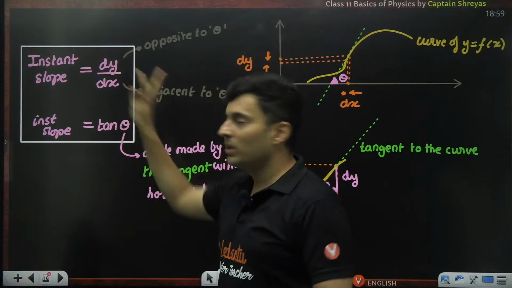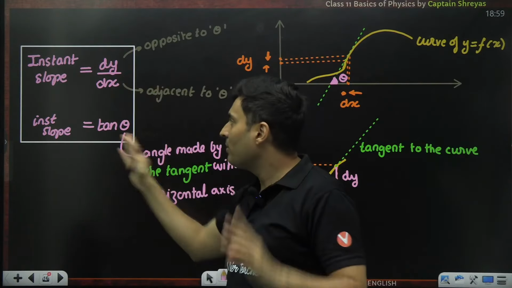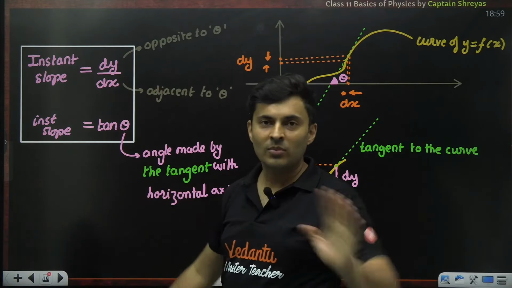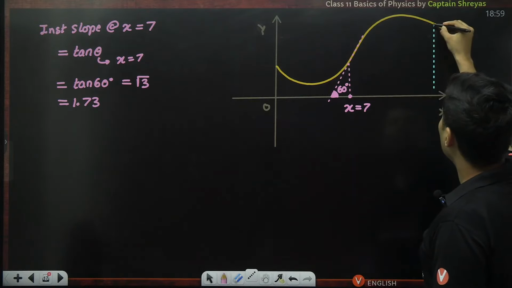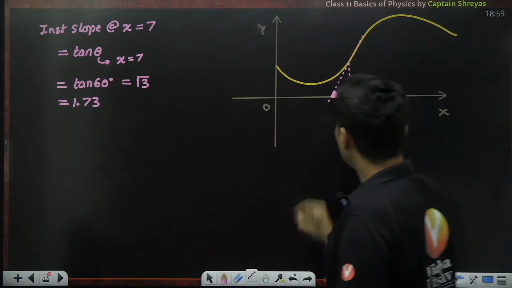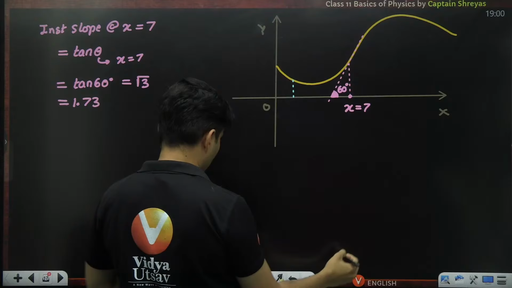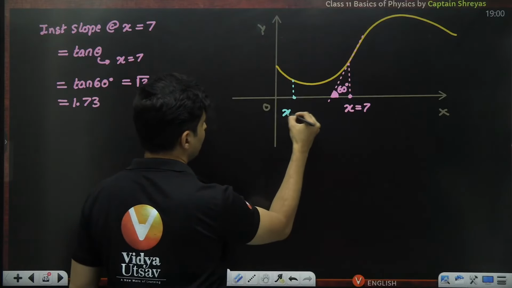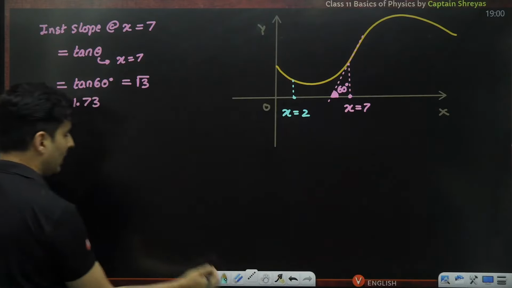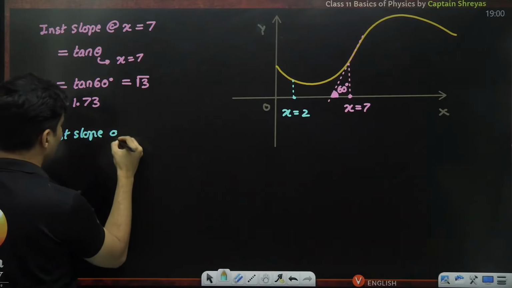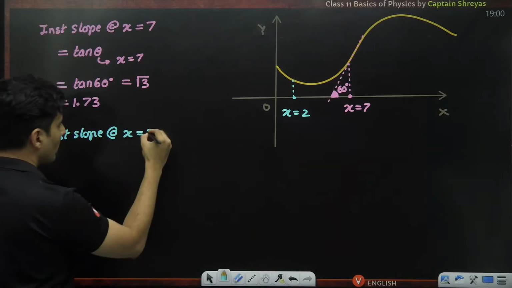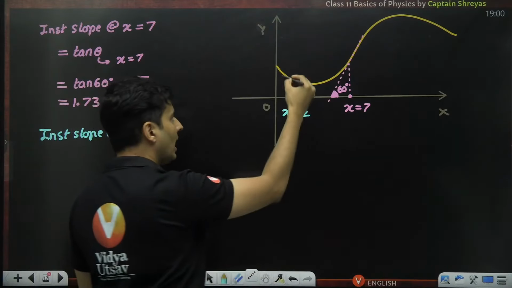Best part, I don't know dy, I don't know dx, but I know dy by dx, which is tan theta. Isn't this marvelous? If you take some other point, maybe somebody has taken this particular point over here, and let's say this is x equal to 2. At this particular point, I want to find the slope. What is the instantaneous slope at x equal to 2? What will you do? Again, you will draw a tangent.